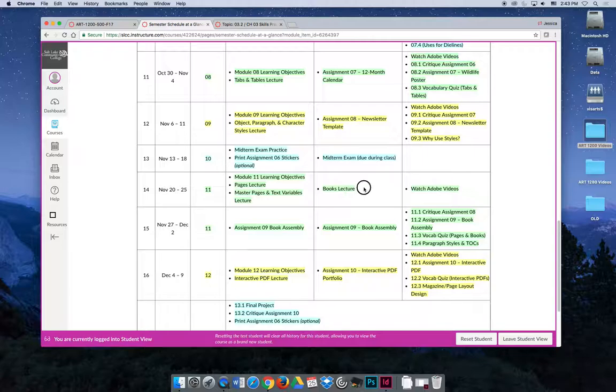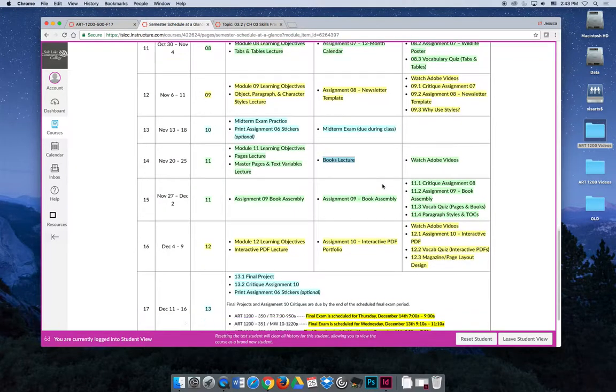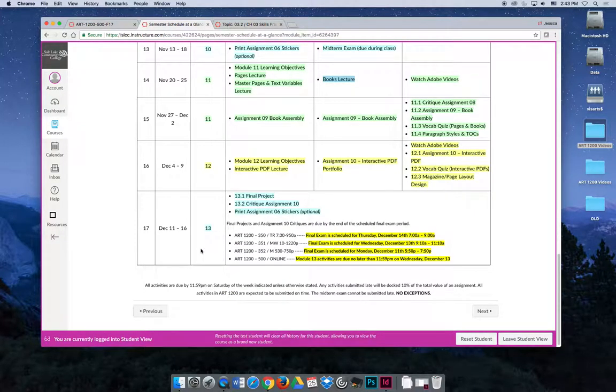for Thanksgiving. And I see I have a typo here. There shouldn't be anything listed on Thanksgiving. With that being said, we have a 17th week of the semester, but you only meet during the time that the college schedules your exam.